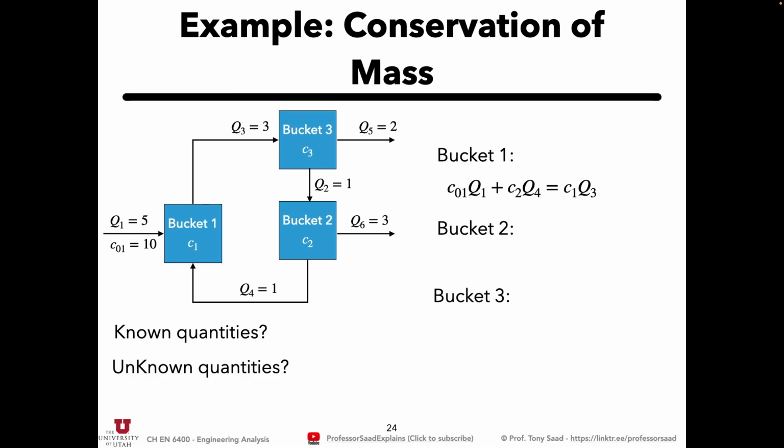Now do it for bucket 2 and bucket 3. I want the equations. Again, I want the equations that govern C1, C2, and C3. So do it for bucket 2. You have 1 input here and 2 outputs. And bucket 3, you have 1 input and 2 outputs as well.